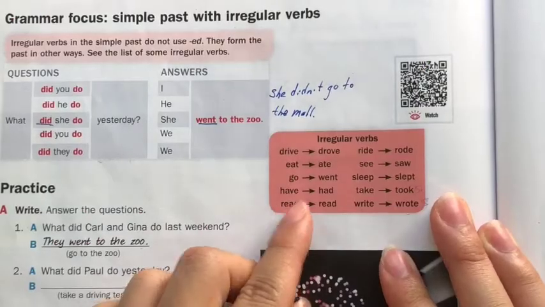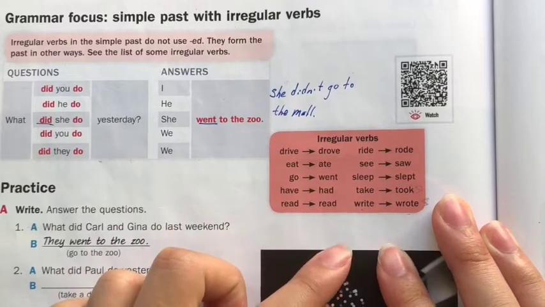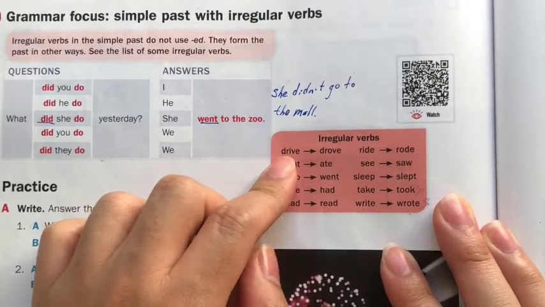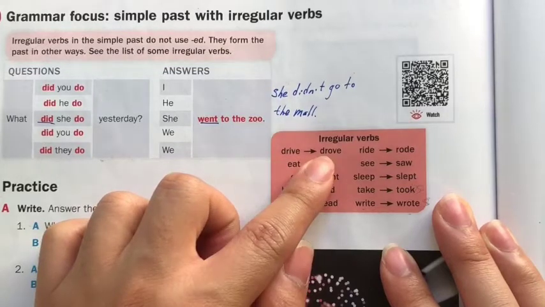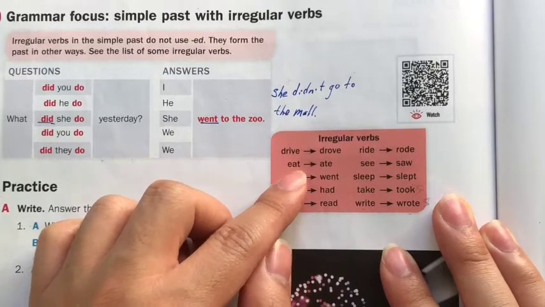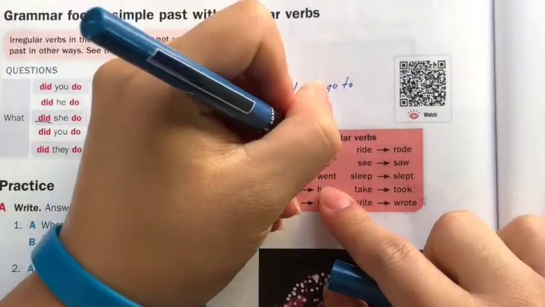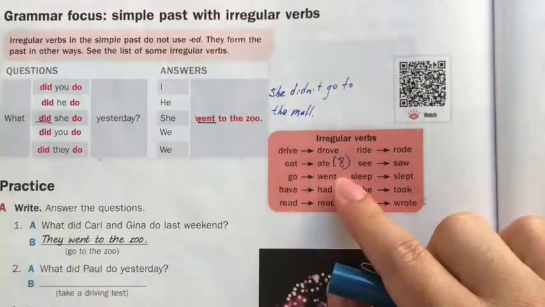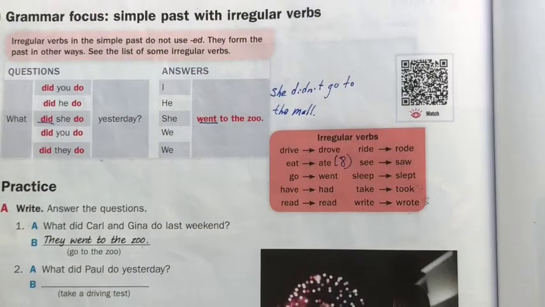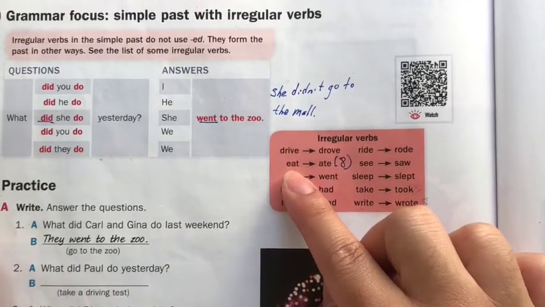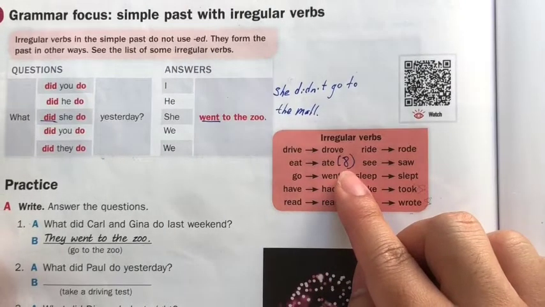So here we have some irregular verbs. We already saw a lot of these. So we have drive, drove, eat, ate. How do you pronounce this word? It is the number 8. So in present tense, we say eat, eat. In past tense, we say ate.